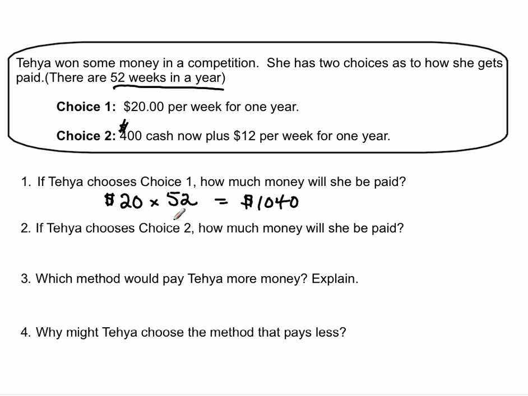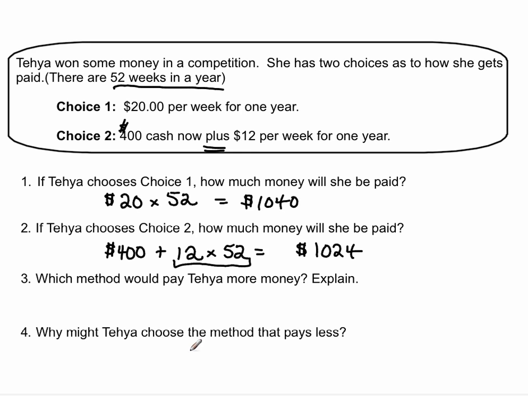In choice number two, I get $400 now, so right up front. And then I get, plus, there's my keyword, $12 per week. So $12 for each week, and we have 52 weeks. Now I believe when you calculate this, you get 1,024. Okay, but use your calculators. Remember, we do the order of operations. We do this first, and then we do addition.